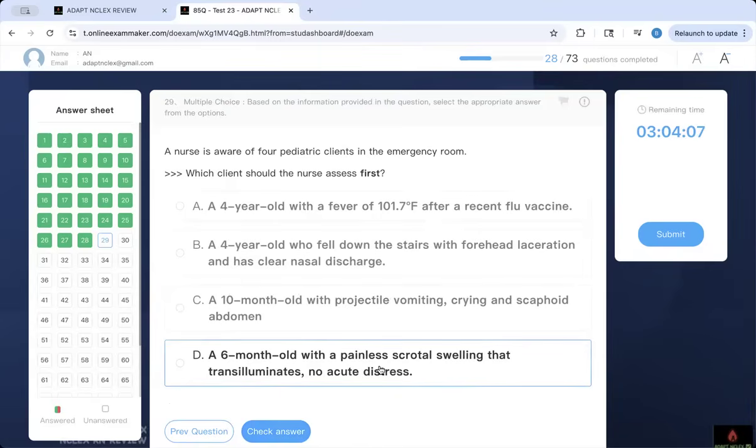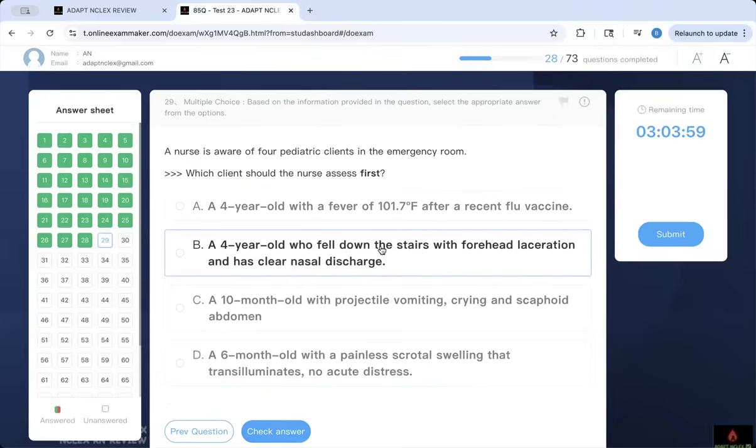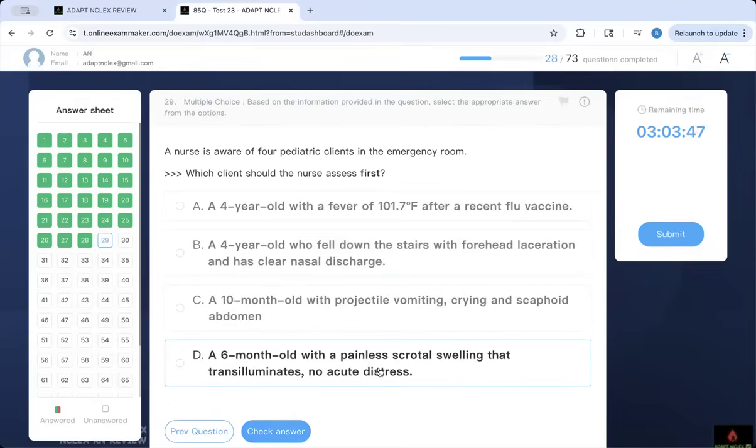The nurse is aware of 4 pediatric clients in the emergency room. Which client should the nurse see first? A 4-year-old with yellow fever and a recent flu. A 4-year-old who fell down the stairs and has a laceration and what? Clear discharge from his nose. A 10-year-old with projectile vomiting, crying, and a scaphoid abdomen. A 6-month-old with painless scrotal swelling which transilluminates with no acute distress.